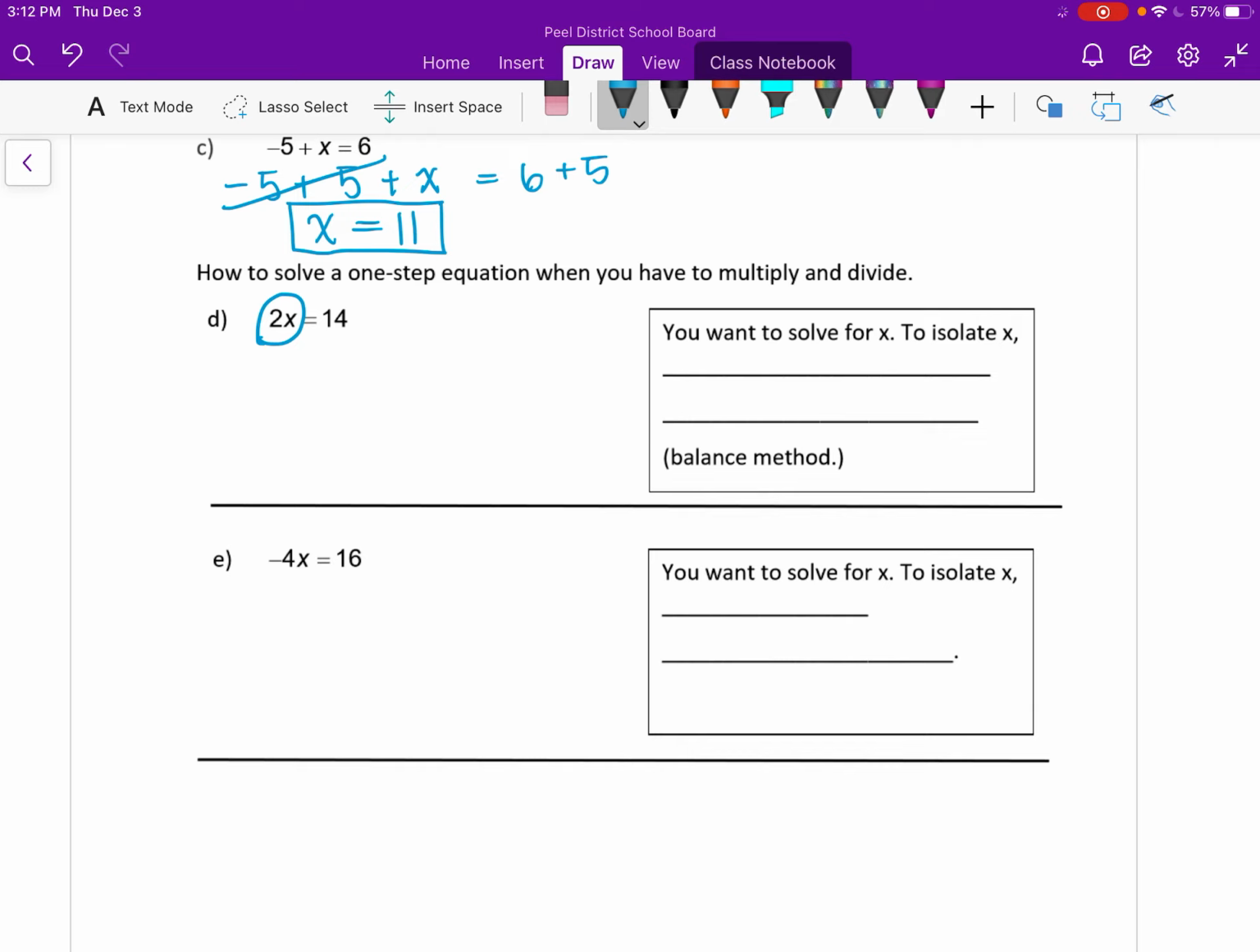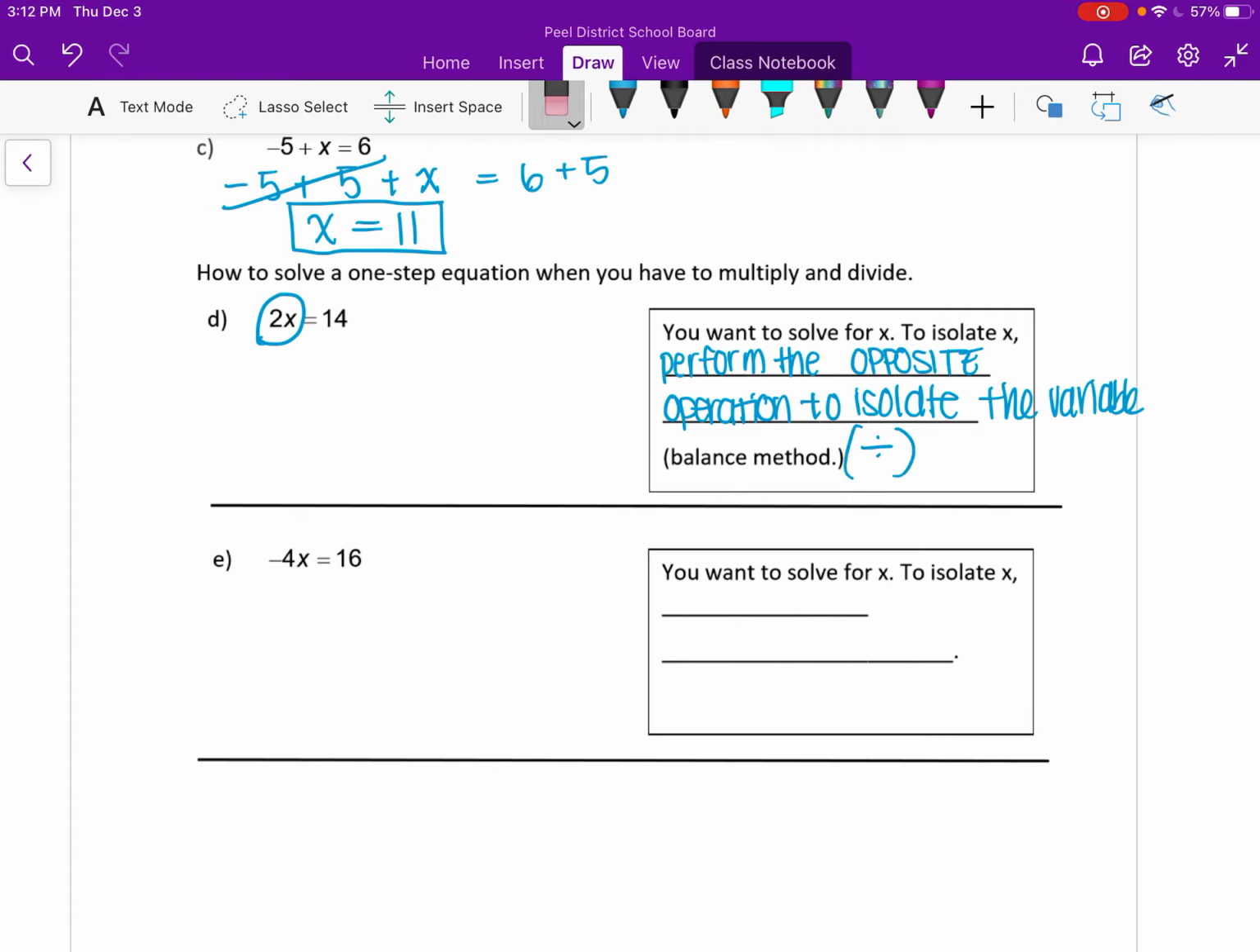So to isolate for x, what you're really going to do is perform the opposite operation to isolate the variable. So if it's multiplication, you're going to divide.